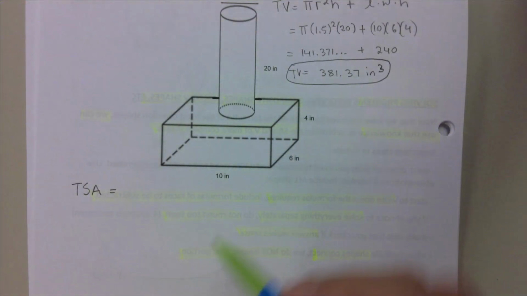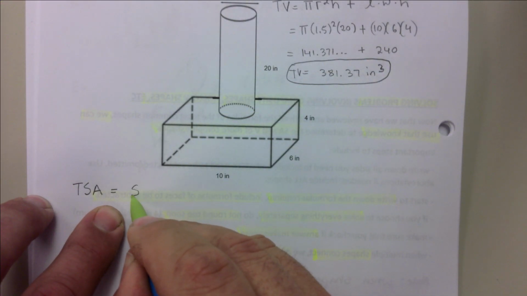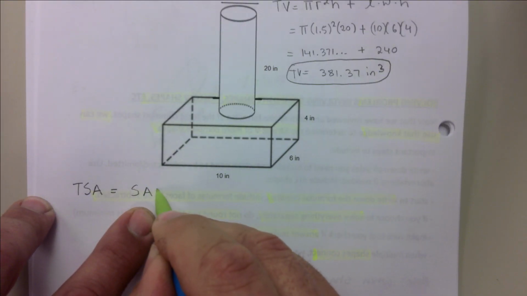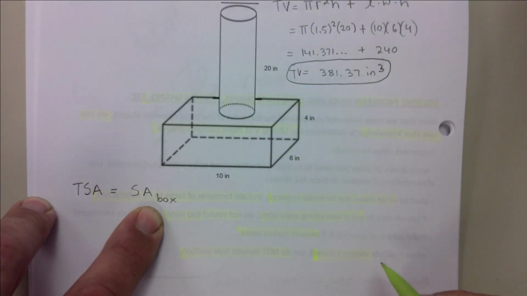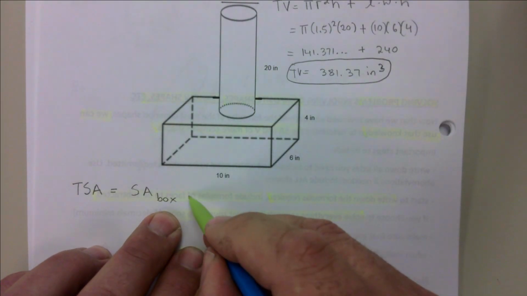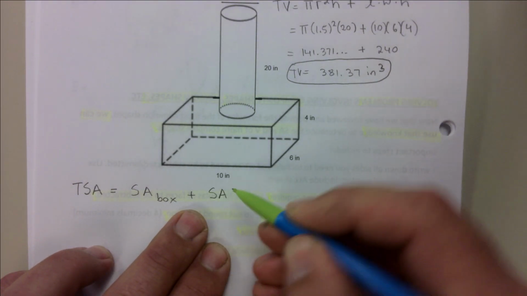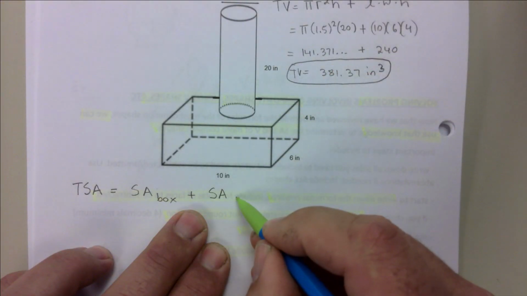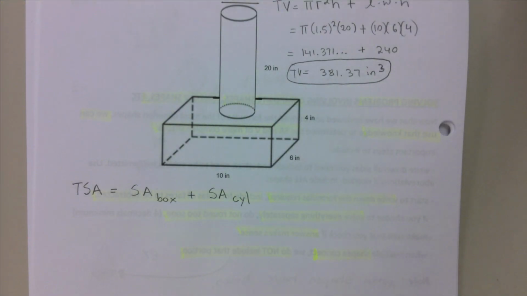So how I'm going to approach this, I'm going to do surface area of the box, plus surface area of the cylinder. You're like, wait a minute, you're just adding, Mr. Dirksen, you're not going to take anything away? I will in a bit.